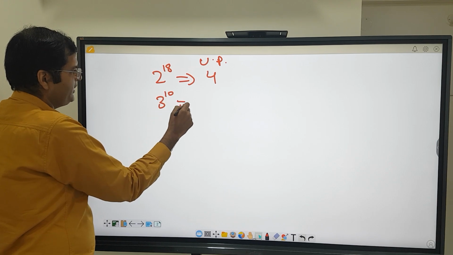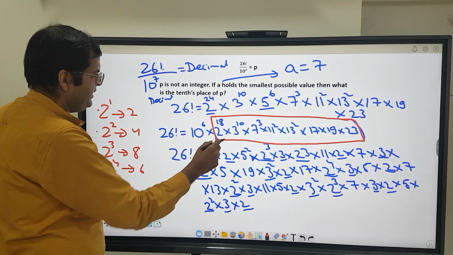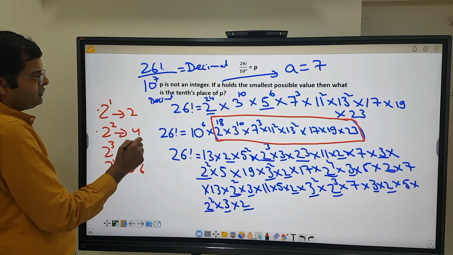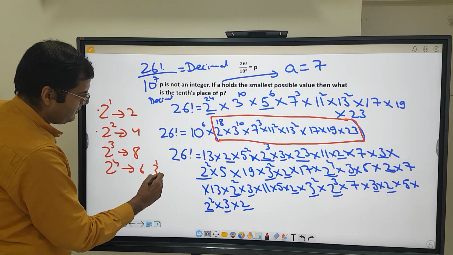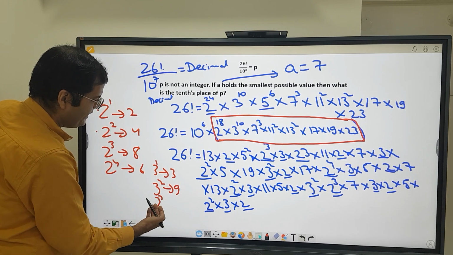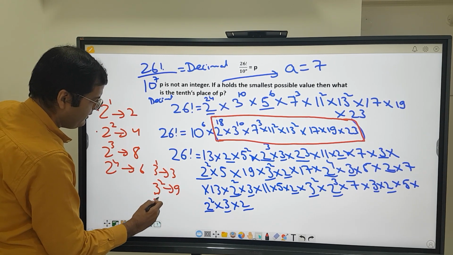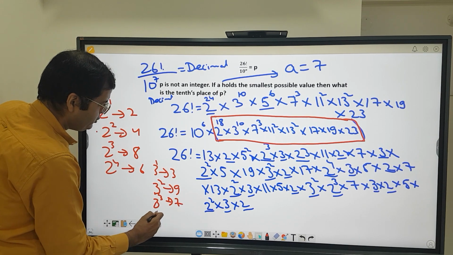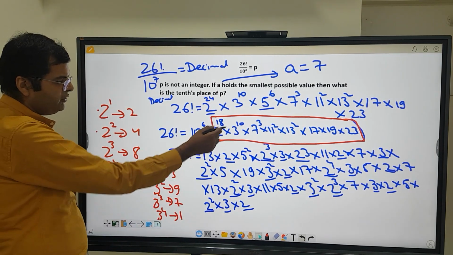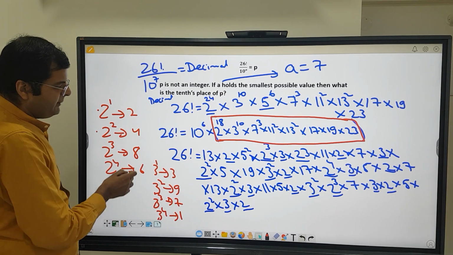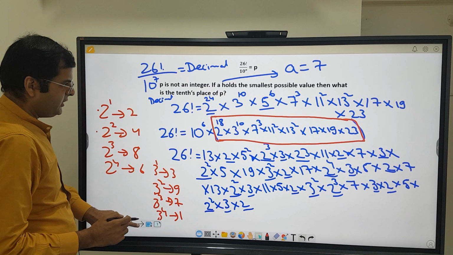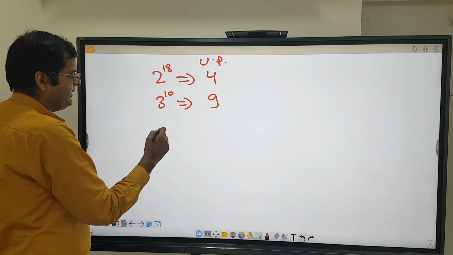Then it is 3 raised to 10. Again, the cyclicity of 3 is what? 4. We know it. Okay, so 3 raised to 1 is 3, 3 square is 9, 3 cube is 27, so the units place is 7, and 3 raised to power 4 is 81, units place is 1. So 3 raised to 8 will have 1, 3 raised to 9 will have 3, and 3 raised to 10 will have 9. So 3 raised to 10 has 9 as the units place.